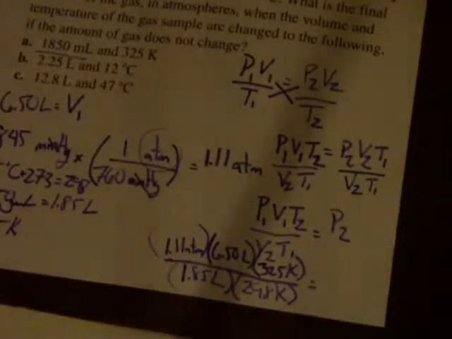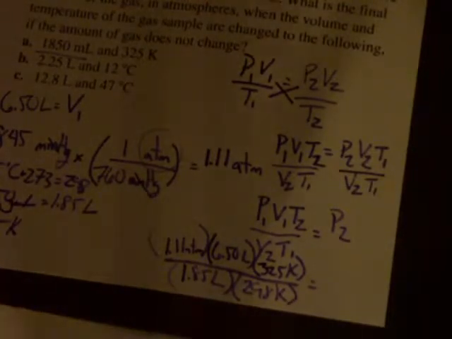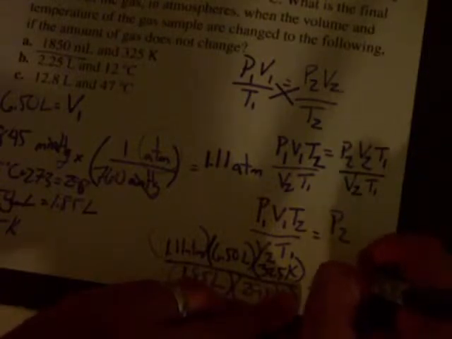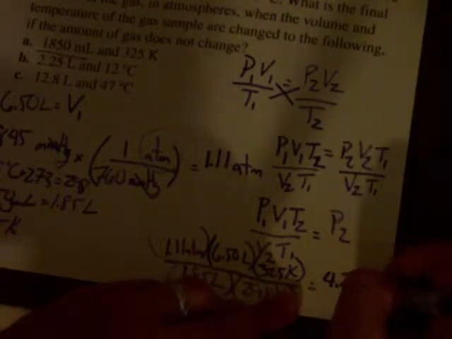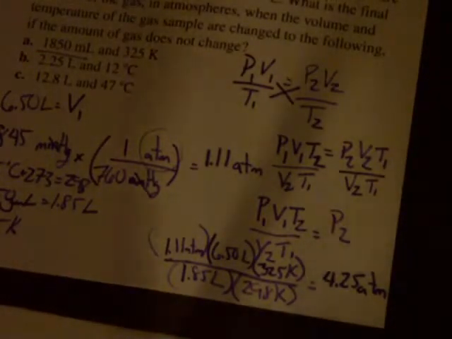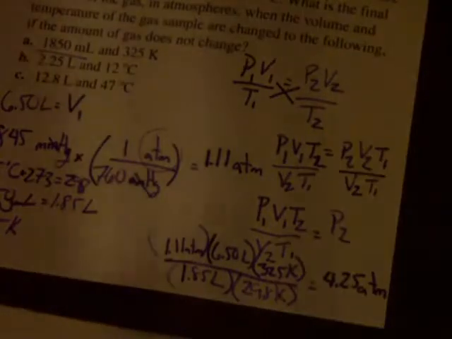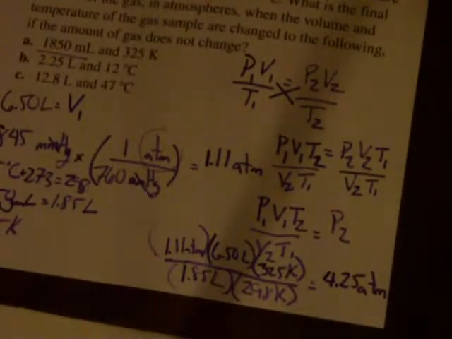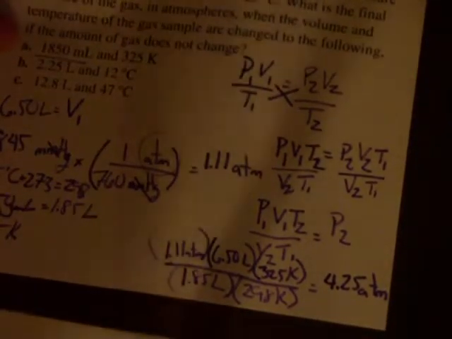And now what's left is just plugging this into our calculator and getting our value. And we get a number of 4.25 atmospheres, which doesn't seem unreasonable. Alright. So, that was a combined gas law equation and problem. Moving on.